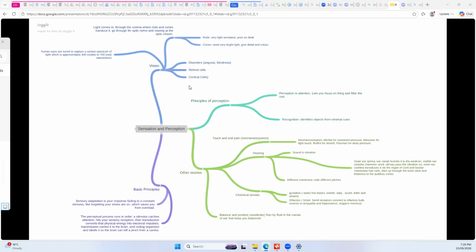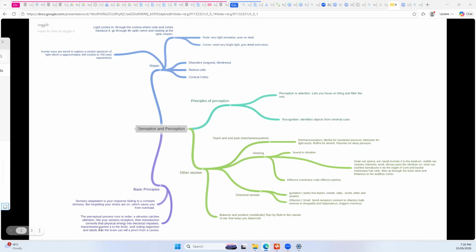And then there's some room for the other parts that make up vision, the cortical cells and the retinal cells, and then a brief little footnote for the disorders, which is just to acknowledge that blindness is a function of any one of these other components.